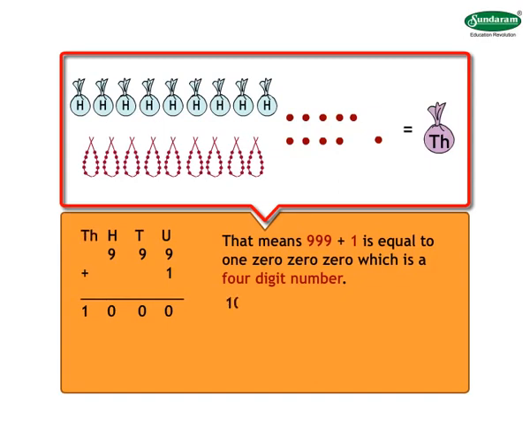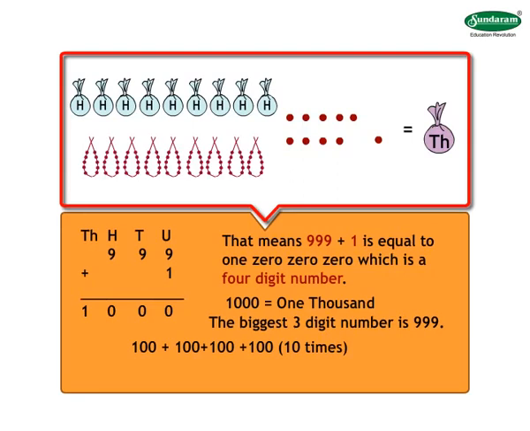Therefore, 1000 should be read as one thousand. As 1000 is a four-digit number, 999 is the biggest three-digit number. Now, let us see how many hundreds are there in 1000. If I add 100 10 times, I will get 1000. Hence, 10 hundreds means 1000.